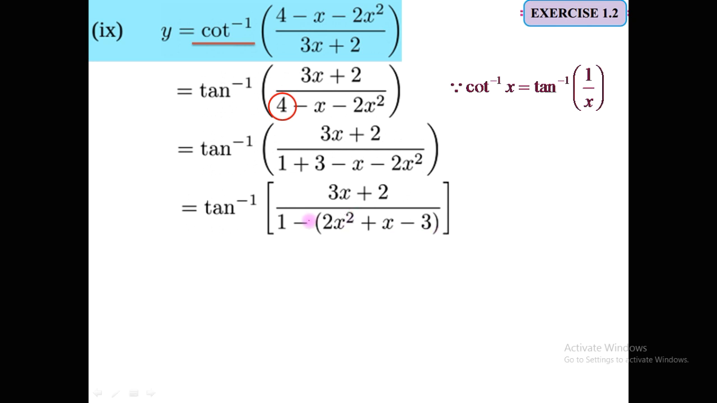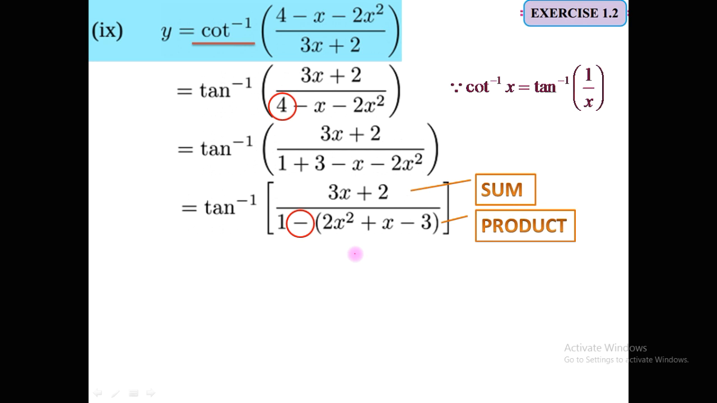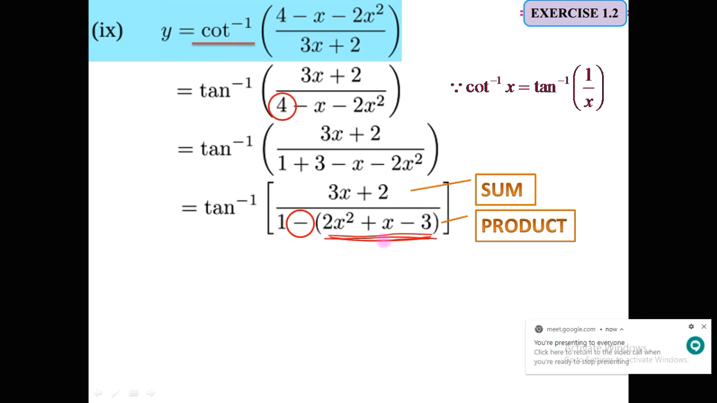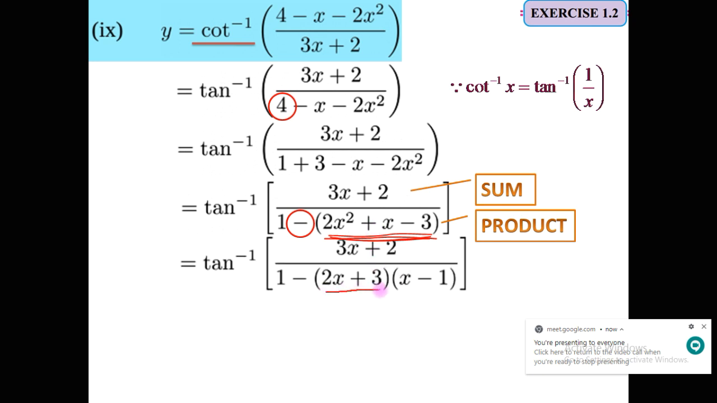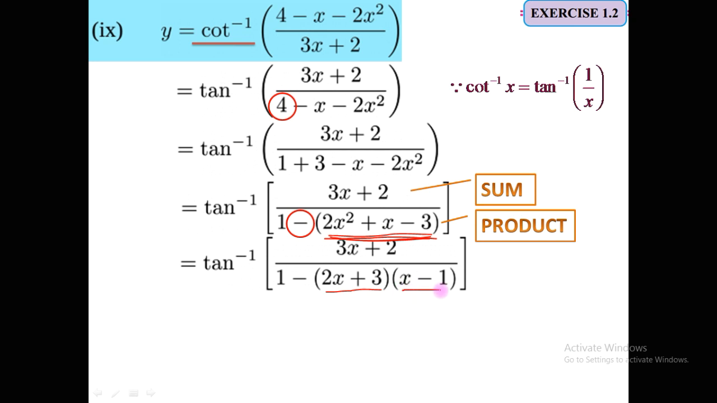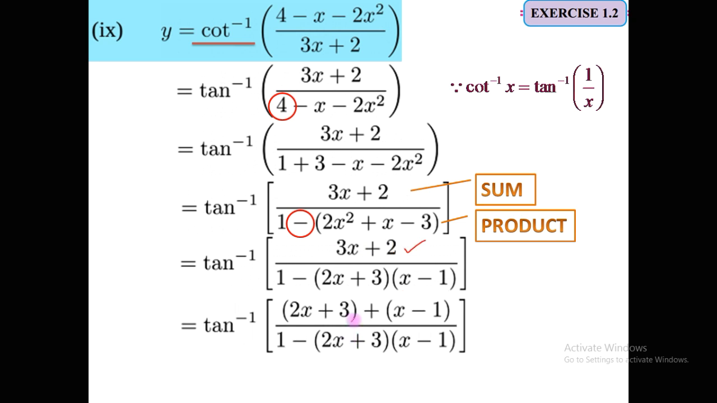Now what is our next clue? This is a negative sign. If it is a negative sign, I have to get two terms whose sum is 3x plus 2 and whose product is 2x² plus x minus 3. -3 into 2 is -6. I have to write this as 3 into -2. Simplifying it further, all I get is the first factor 2x plus 3 and the second factor x minus 1. And if I add these two things, I am going to get this term itself. So here I am getting the expression in my required form.